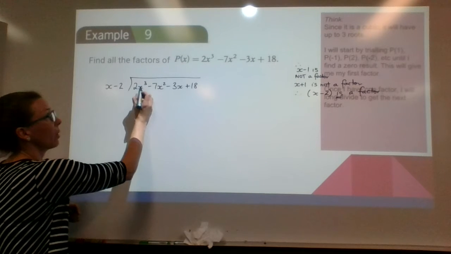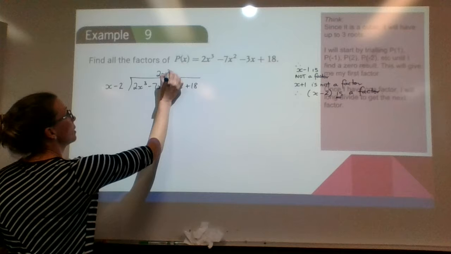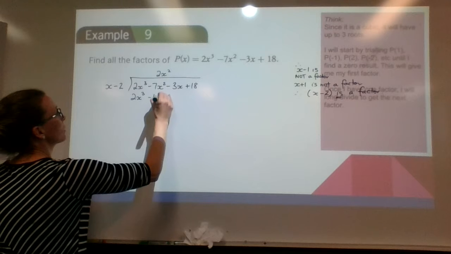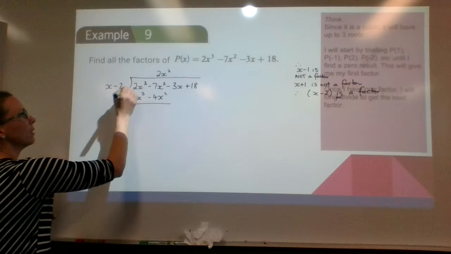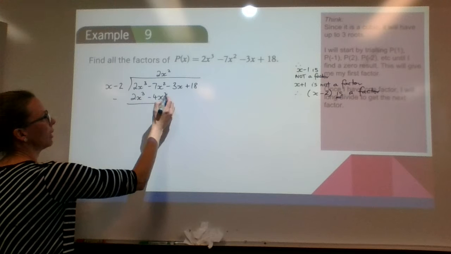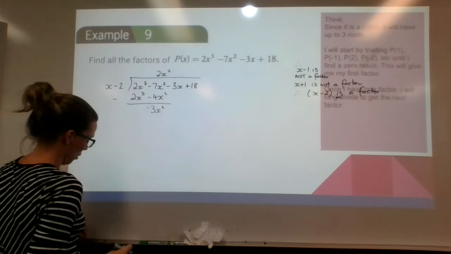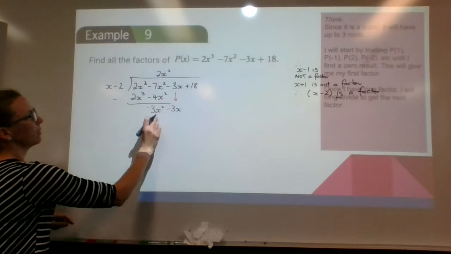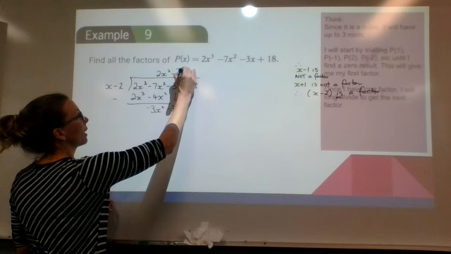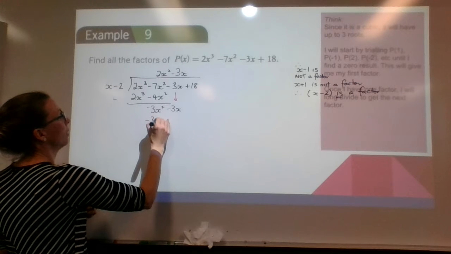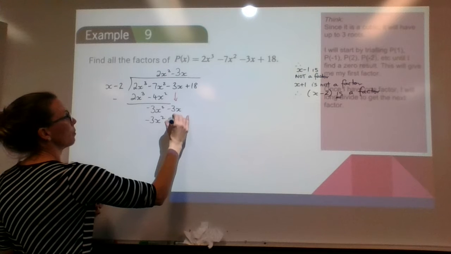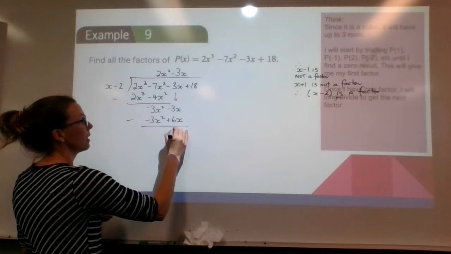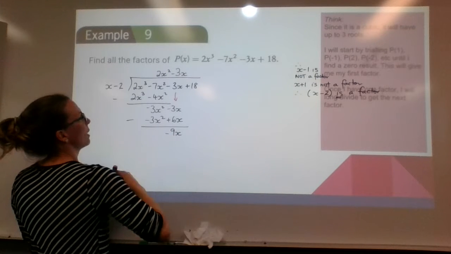What do I need to multiply x by to get 2x cubed? Well, it's 2x squared. Multiply it through. So I've got 2x cubed, take 4x squared. Subtract. This will become nothing. Negative 7 plus 4x squared is negative 3x squared. Draw down. X into negative 3x squared goes negative 3x times. Multiply it out. Negative 3x times negative 2 is positive 6x. Take it away. Nothing. Negative 3 take 6 is negative 9x. Draw down.